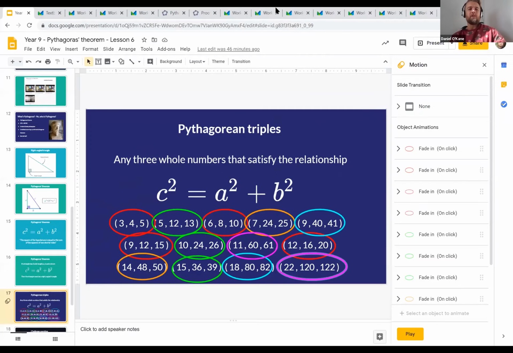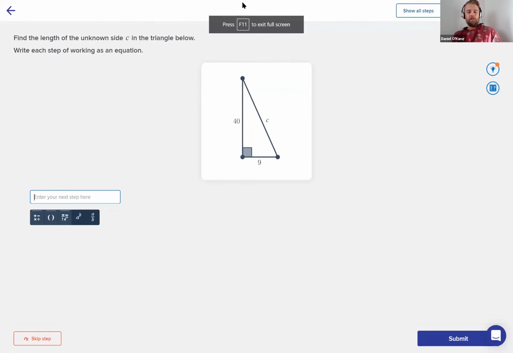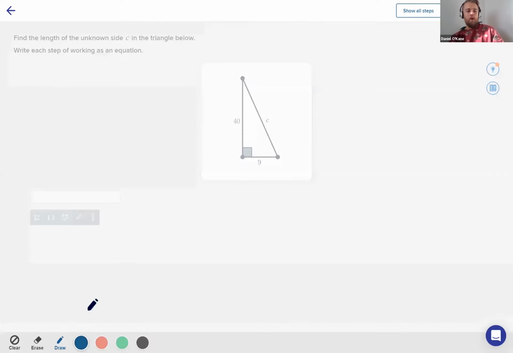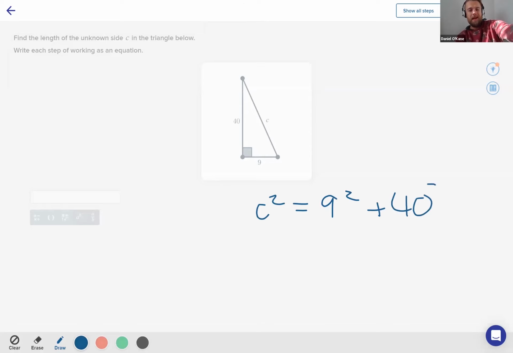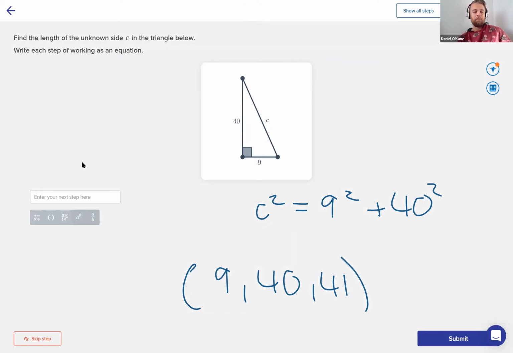So I can use Pythagorean triples now to answer Pythagoras' theorem questions quickly without having to do any work. If I didn't know Pythagorean triples, I would be forced to work this out from scratch. I'd go, okay, c squared is 9 squared plus 40 squared. I'd have to evaluate the squares, add them together and then take the square root. But because I know 9, 40, and 41 is a Pythagorean triple, I could straight away answer this question. I've got my numbers 9 and 40 as the shorter sides, so c has to equal 41. And that's the correct answer.